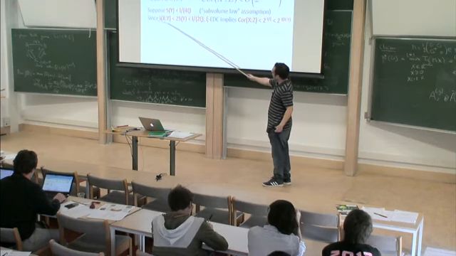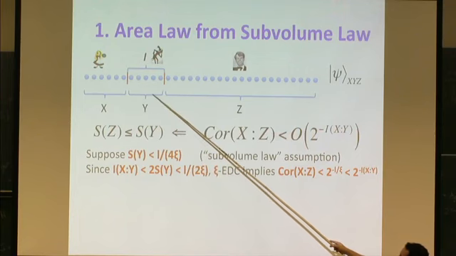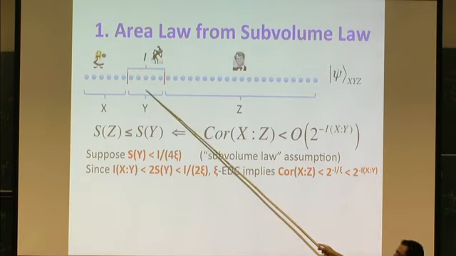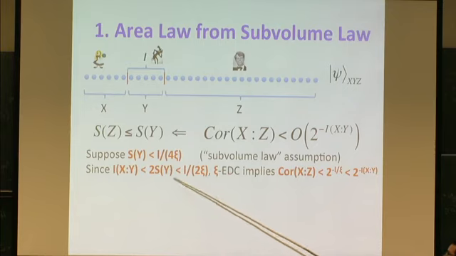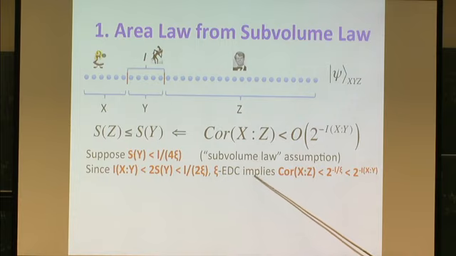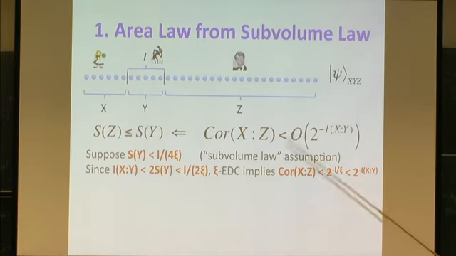The mutual information between x and y, we know, is a basic fact that it's always smaller or equal to twice the entropy of y. I mentioned this yesterday, but there's this 2 because it's a quantum state. By assumption, this is smaller than L over 2 xi, just by the sub-volume law assumption. But the state has exponential decay of correlations, so the correlation between x and z is smaller than 2 to the minus L over the correlation length. But by this equation, this is smaller than 2 to the minus the mutual information between x and y.